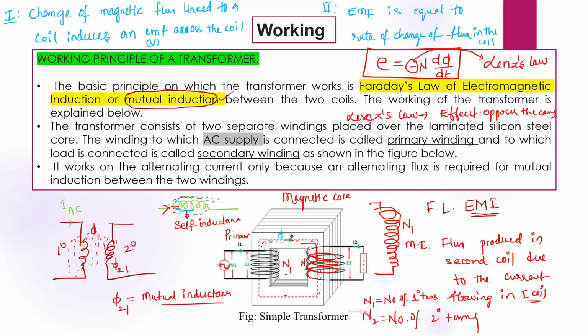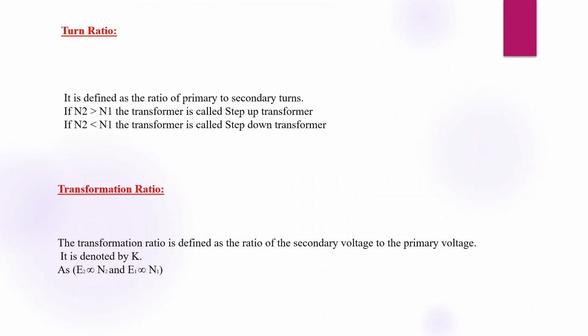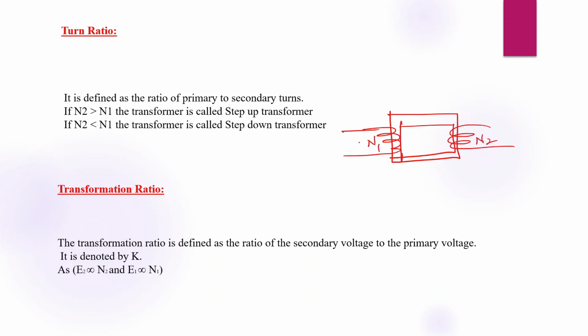So these are the laws here. Now let us find the turns ratio. What is the turns ratio? We had a transformer with a primary winding and secondary winding, primary turns and secondary turns. V1 is the supply voltage, I1 the supply current or primary current, I2 the secondary current, V2 the secondary voltage, and E1, E2 are the EMFs induced in the primary and secondary.